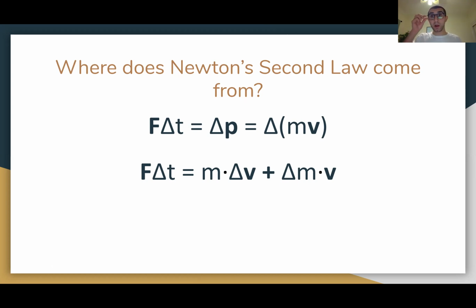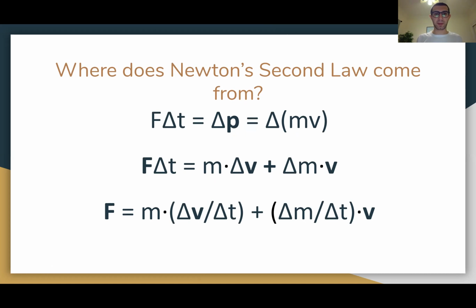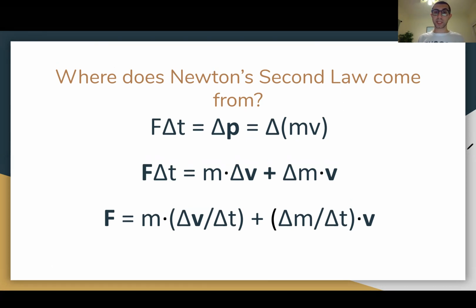And that is how we multiply out that delta sign. So we're going to divide through by the time to get the force by itself. And now we have the force is equal to the mass times the change in velocity over the change in time, plus the change in mass over time times the velocity.